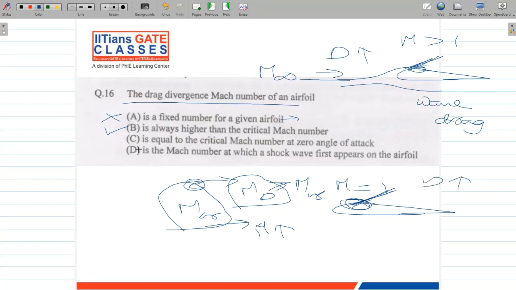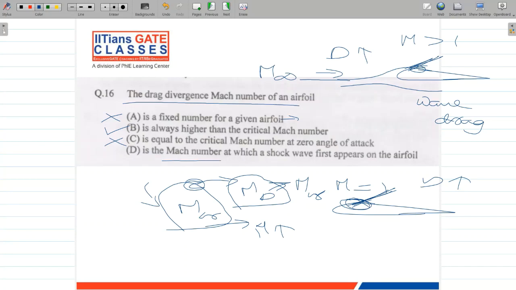Is it equal to the critical Mach number? Absolutely not. Your drag divergence Mach number is usually higher than your critical Mach number because we define it as the free stream Mach number for which you see strong shocks, giving huge drag. This is definitely higher than the critical Mach number.